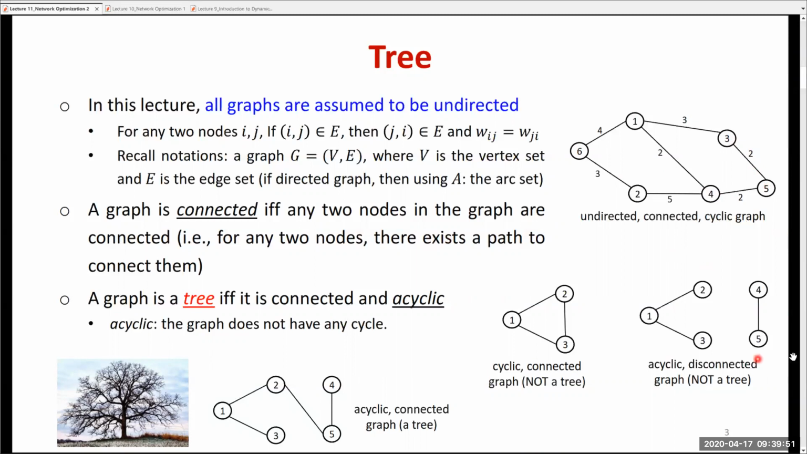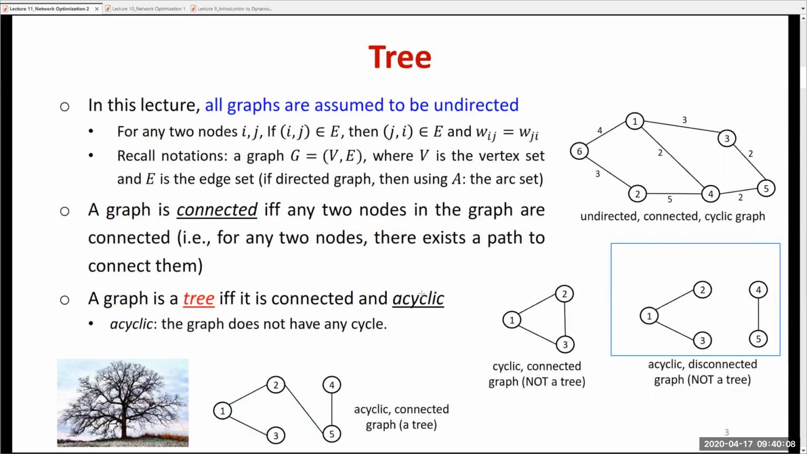This graph is not connected. Why? Simply because from 1 to 4, for example, you cannot go. How can you go from 1 to 4? There's no way, because these two parts are not connected. See it? So this graph is not connected.